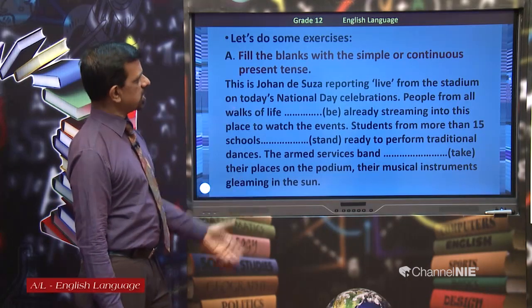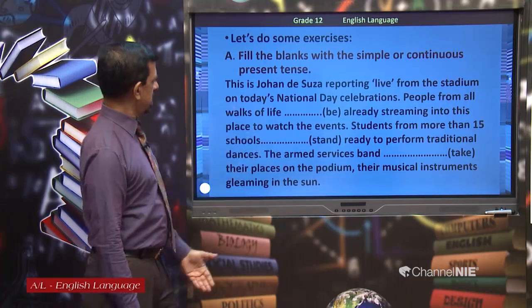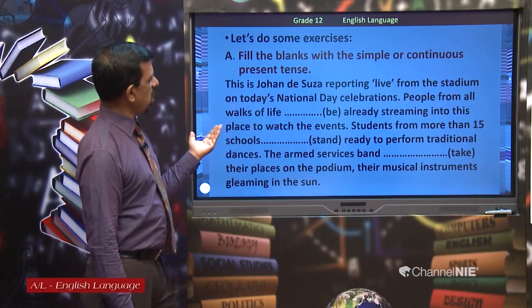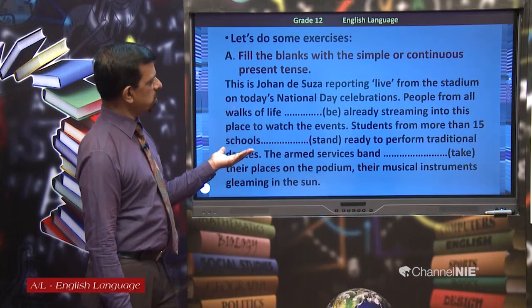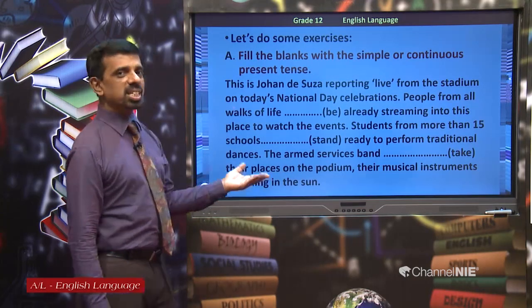The armed services band take their places on the podium, their musical instruments gleaming in the sun.